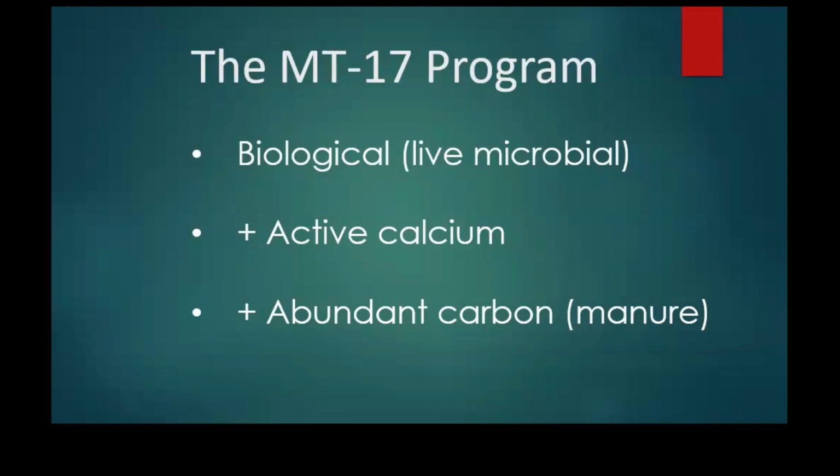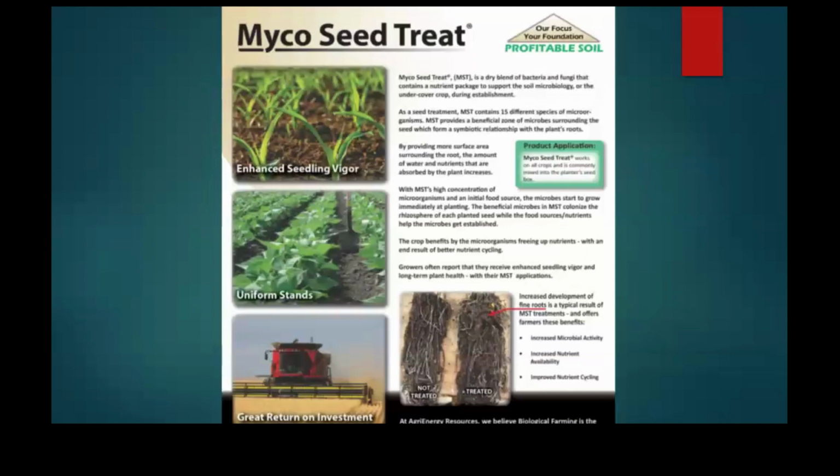Another biological product that we work with is the Myco Seed Treat. That's a dry seed treatment, planter box treatment, or it can be pre-treated also. And that is a package of beneficial microbes, including mycorrhizal fungi. The way the product works, you put it on the seed. When the roots emerge from the seed, they get inoculated with these beneficial microbes. The microbes then stay active in that soil rhizosphere throughout the growing season, helping to cycle nutrients and enhance plant growth.